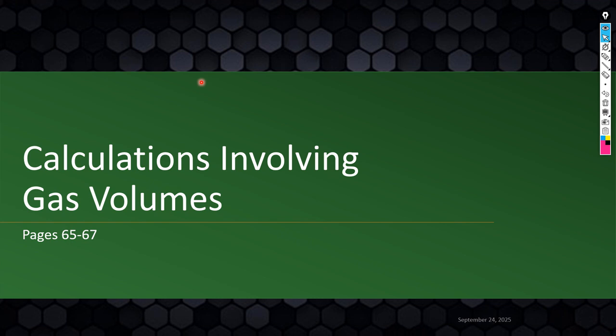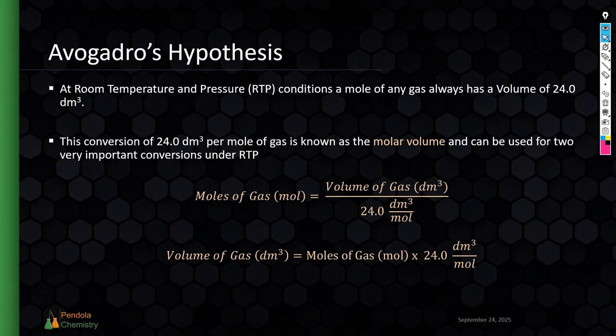In chapter 5, we're going to discuss a much wider topic, which is the calculations of ideal gases in non-standard conditions, not under r.t.p., or room temperature and pressure, essentially. But that's a much bigger conversation we're going to have in chapter 5. For this chapter, we're just going to discuss these conversions under room temperature and pressure. So let's get into that.